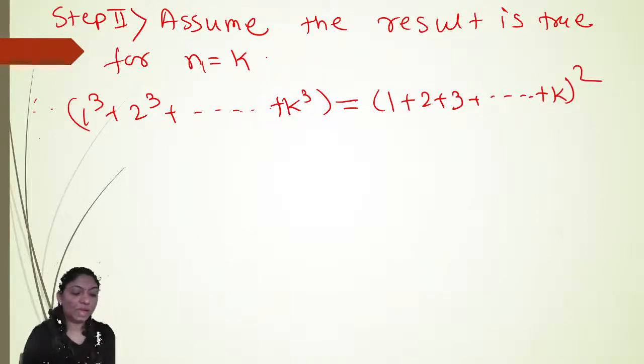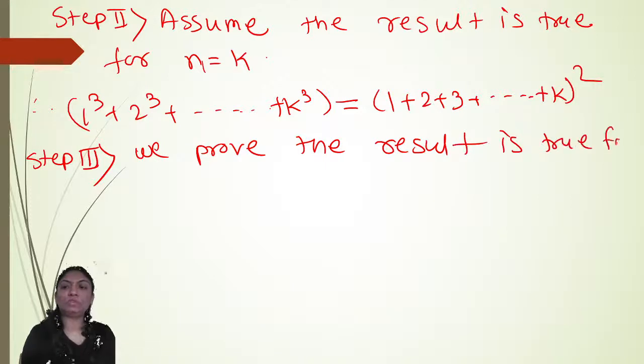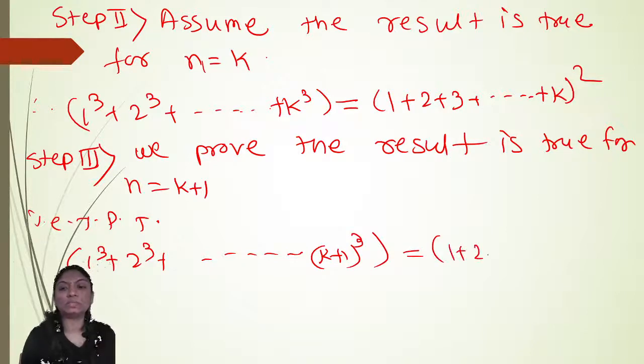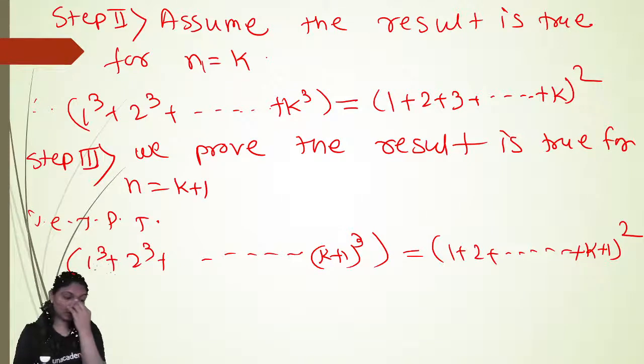Right? Then we have step 3. Prove the result is true for n is equal to k plus 1. For that, that is to prove that 1 cube plus 2 cube and so on plus (k plus 1) bracket cube is equal to (1 plus 2 plus 3 and so on plus (k plus 1)) bracket square. Right?